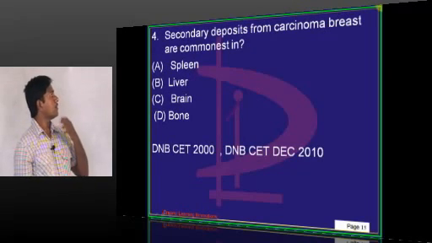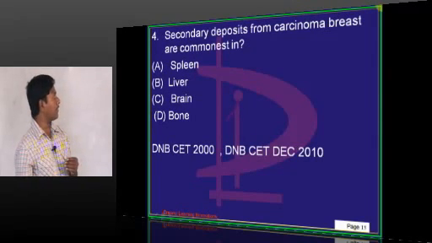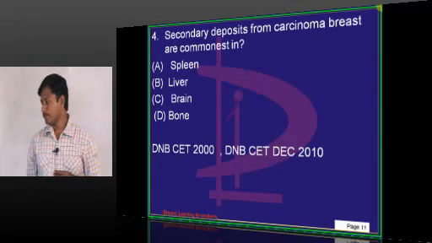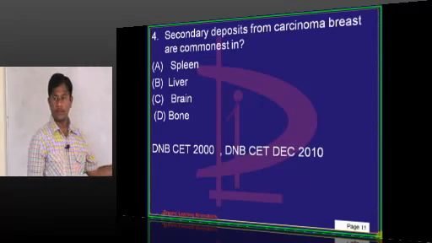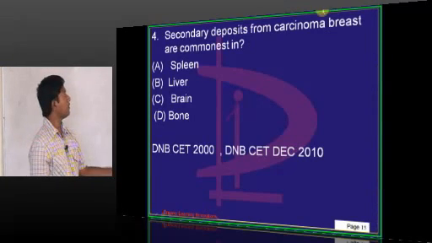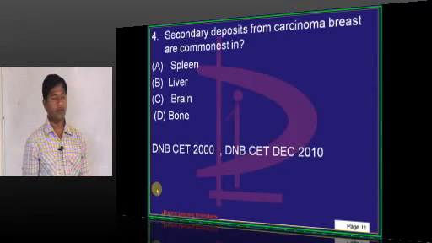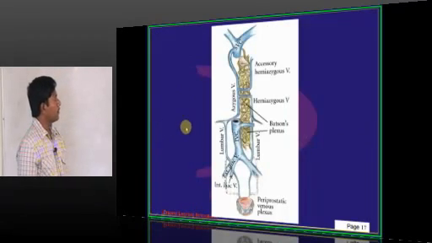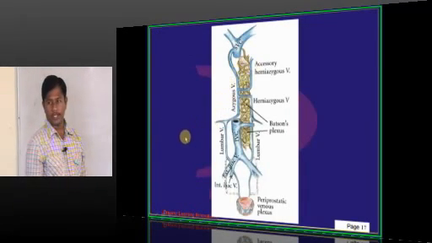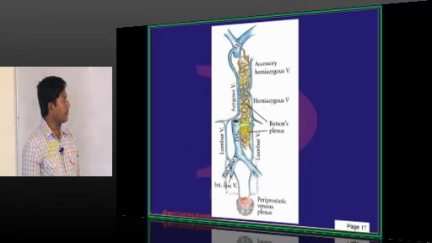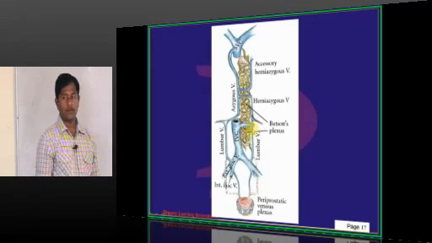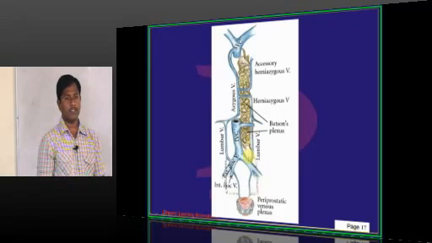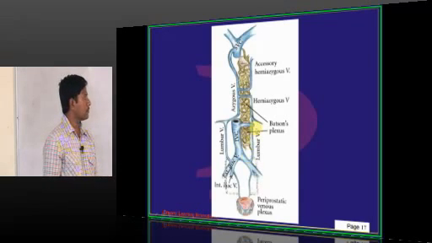Right. Secondary deposits from carcinoma of breast are commonest in bone. Same question repeated. Bone, right. This is the venous plexus that you have, and this is the Batson venous plexus, which holds all the metastatic cells.